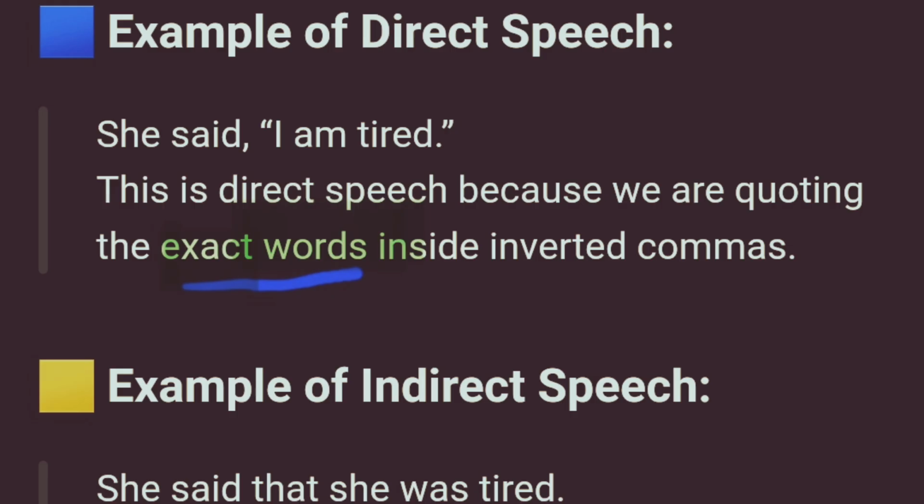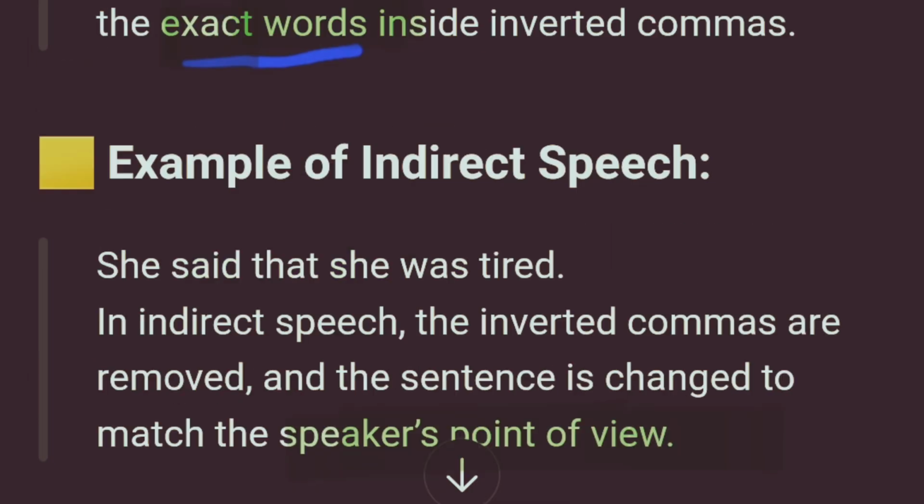For direct speech, she said, "I am tired." So this is direct speech because we are quoting the exact words inside inverted commas. But in indirect speech, she said that she was tired. And in indirect speech, the inverted commas are removed and the sentence is changed to match the speaker's point of view.